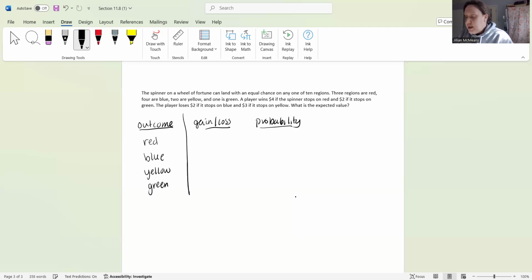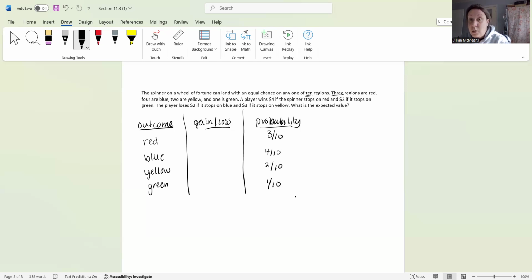Let's do the probability next, okay? If you land on red, the probability of that happening is 3 out of 10. There are 3 red regions out of 10 total, so the probability of that is 3/10. 4 of the 10 regions are blue, so that would be 4/10 landing on blue. 2 are yellow, so 2/10 is the probability for landing on yellow, and 1/10 is the probability of landing on green. Now, if you add up these probabilities, 3 plus 4 is 7, plus 2 is 9, plus 1 is 10, 10 out of 10 is 1. Remember, the probabilities are always going to add up to 1 or 100%, okay?